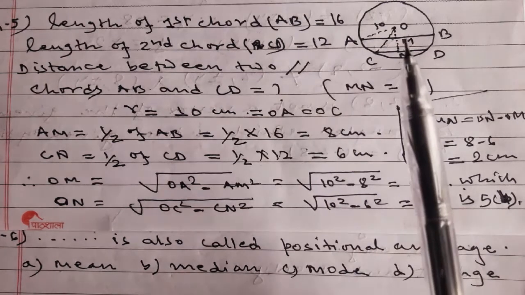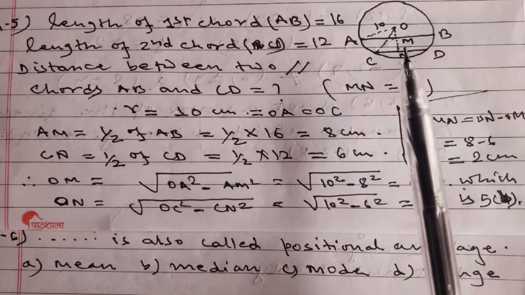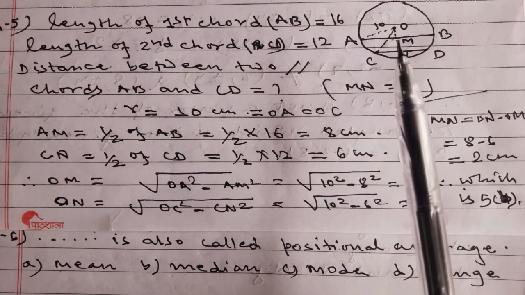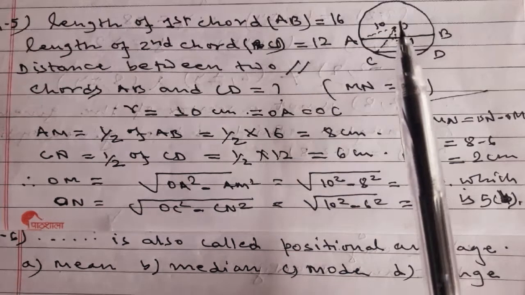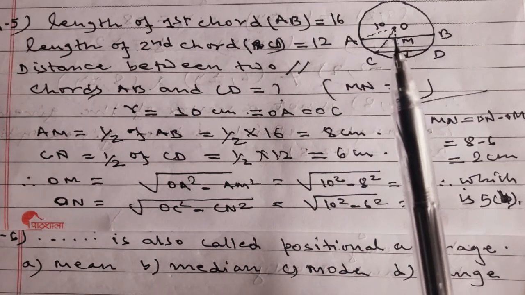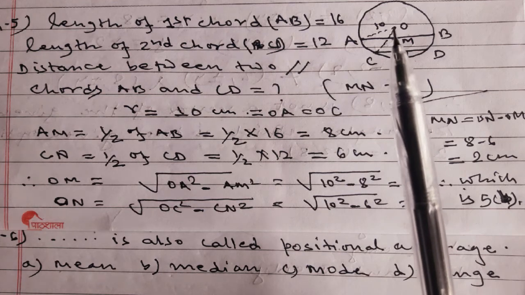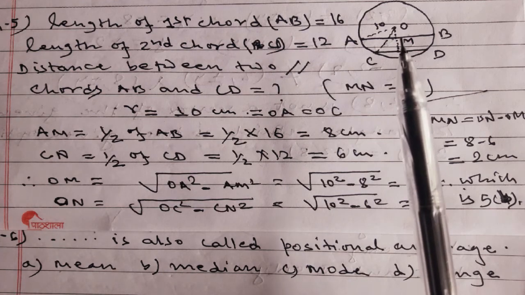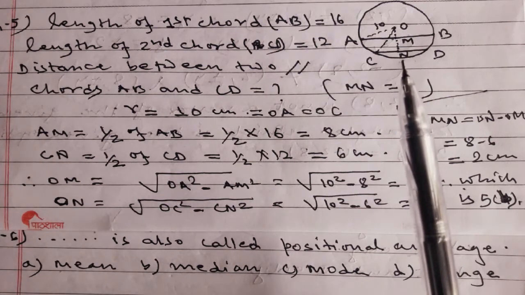Now to find the distance between the two chords, the distance between two chords is MN. To find the distance between the two chords AB and CD, at first we will find the distance of the first chord from the center. Then we find the distance of the second chord from the center. If we know the distance of the first chord OM and the distance of the second chord ON, then the difference between the two distances, ON minus OM, will be equal to MN, which is the distance between the two given chords. So let's find OM and ON.